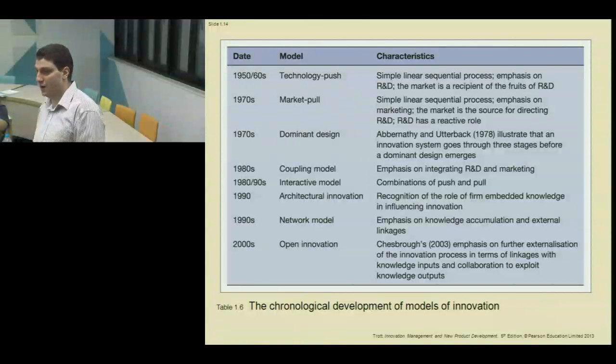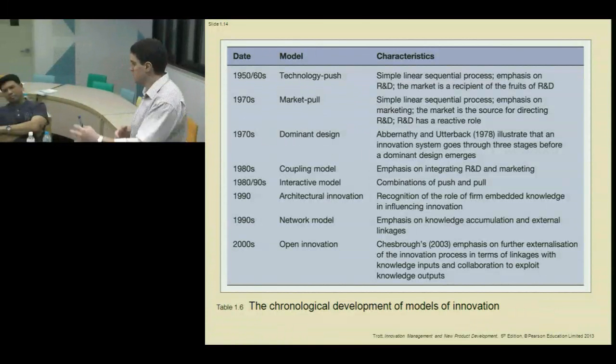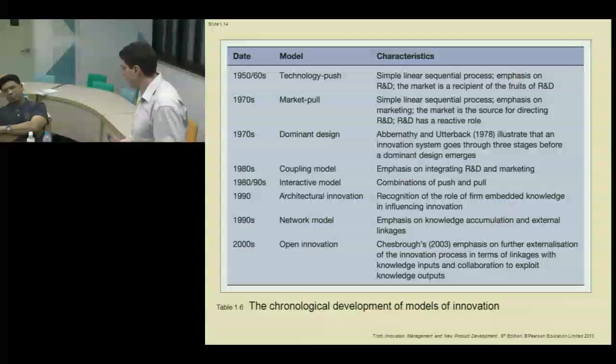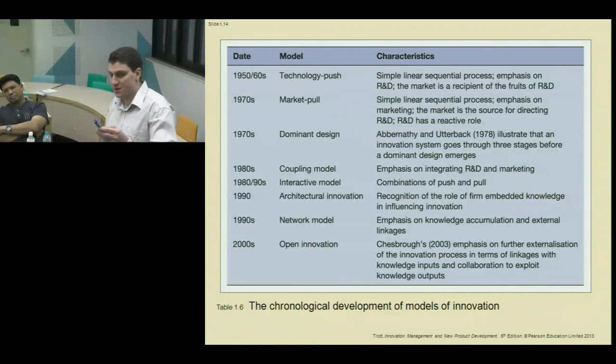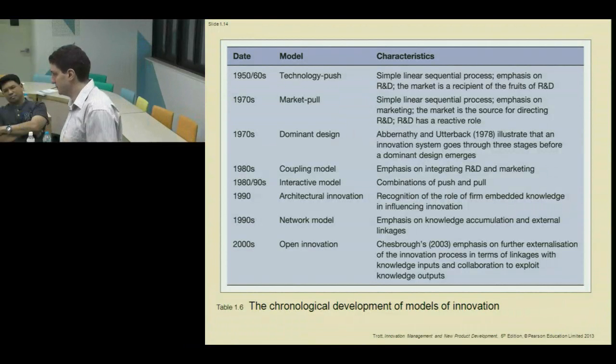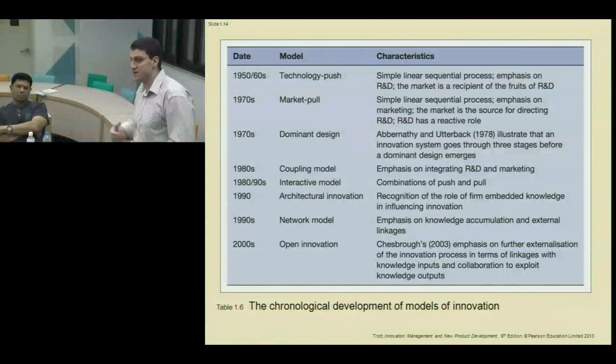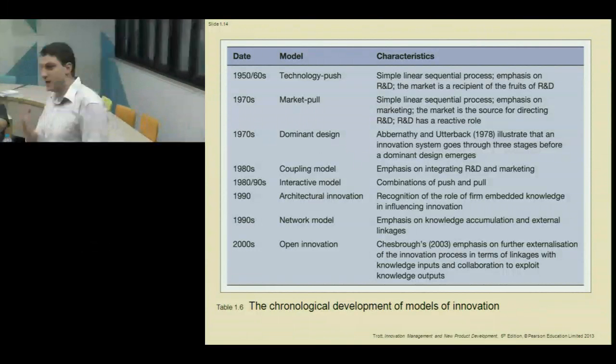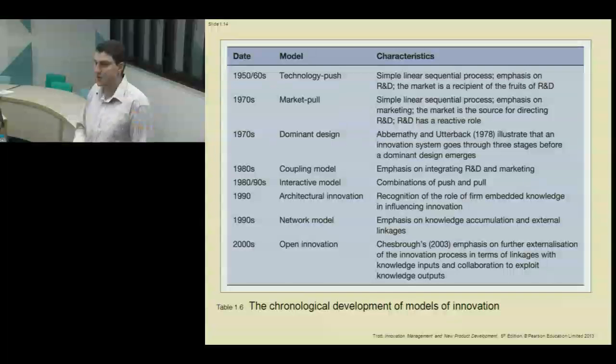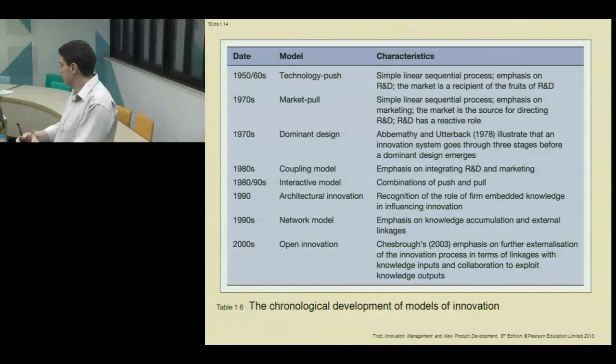Late 90s, we have the network model, emphasis on knowledge accumulation and external linkages with different types of partners. We involve suppliers into our system, into our process. In 2000, we have open innovation. This emphasizes further externalization of the innovation process, as Chesbrough mentioned, in terms of linkages with knowledge inputs and collaborations that aim to exploit knowledge outputs.